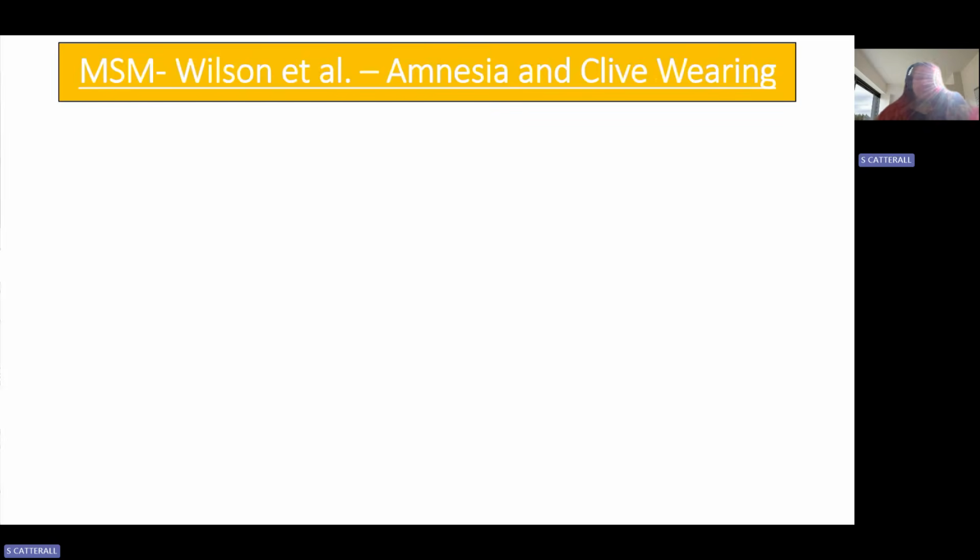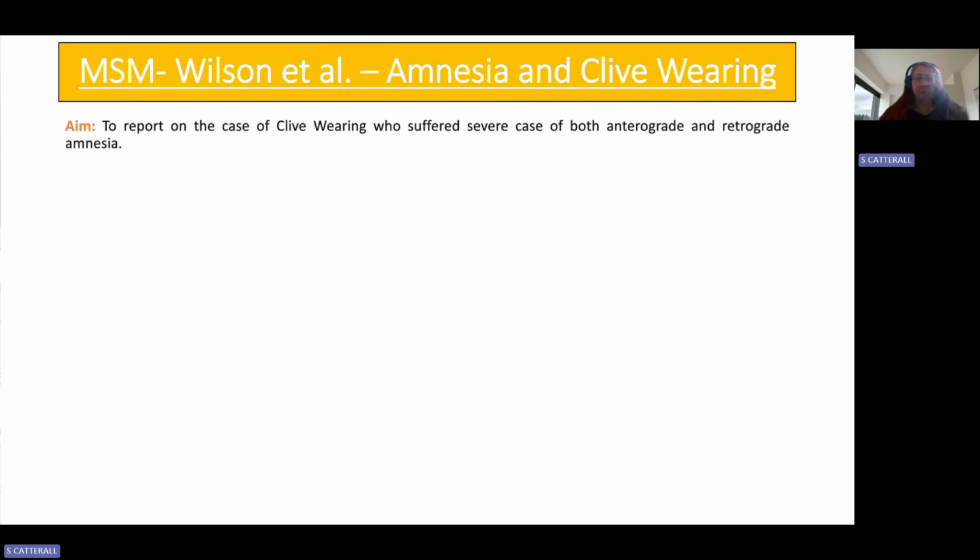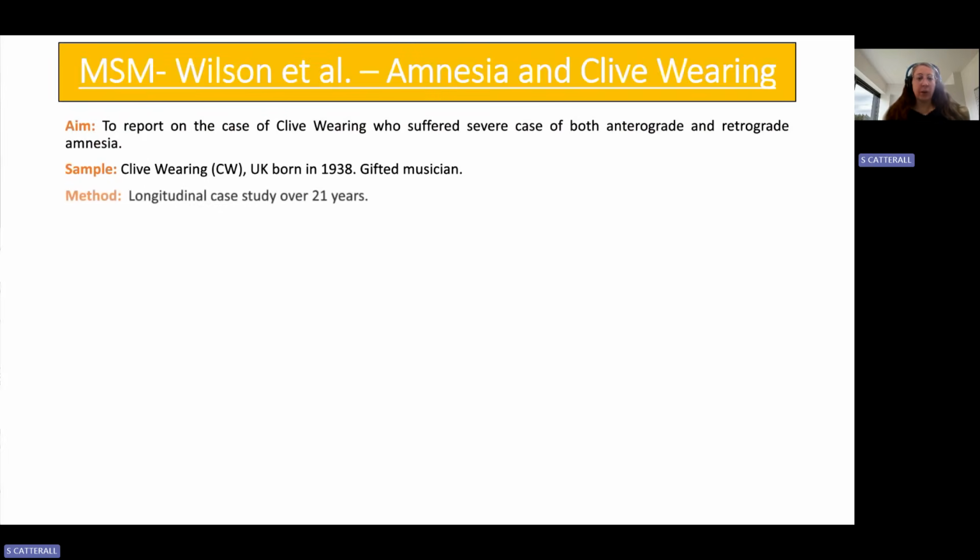And then the study that looks into this and supports the multi-store model is Wilson et al., which is about Clive Waring and having amnesia. So he had both anterograde and retrograde. He was born in 1938 in the UK, a gifted musician, so very good at playing the piano. And they followed Clive for 21 years in this longitudinal case study.